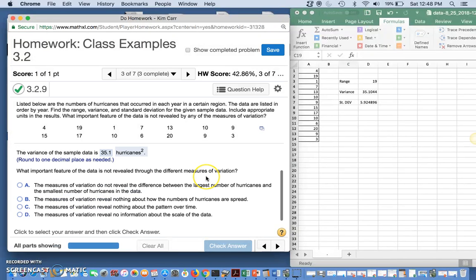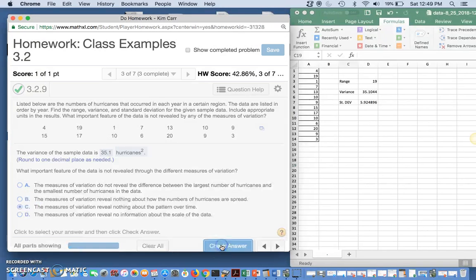Okay, quickly again, the measures of variation tell how the data is dispersed. The measures do not reveal the difference between the largest and the smallest? They do, that's the range. The measures of variation reveal nothing about how the hurricanes are spread? Well, you see how they're spread out. But we don't see anything about a pattern. That's what we're looking for. We can't see the pattern based on those answers. And it did give you a scale.